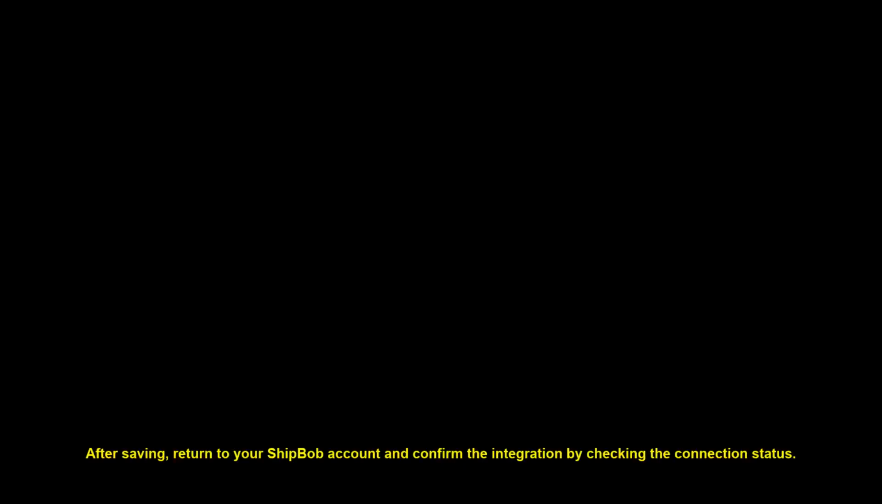After saving, return to your ShipBob account and confirm the integration by checking the connection status. You might need to run a test order to ensure that everything is set up correctly. If your test order is successful, your account is now authenticated for 3PL fulfillment. If you encounter any issues, consult the help section in ShipBob for troubleshooting tips. With these steps completed, you are now ready to start fulfilling orders through ShipBob.